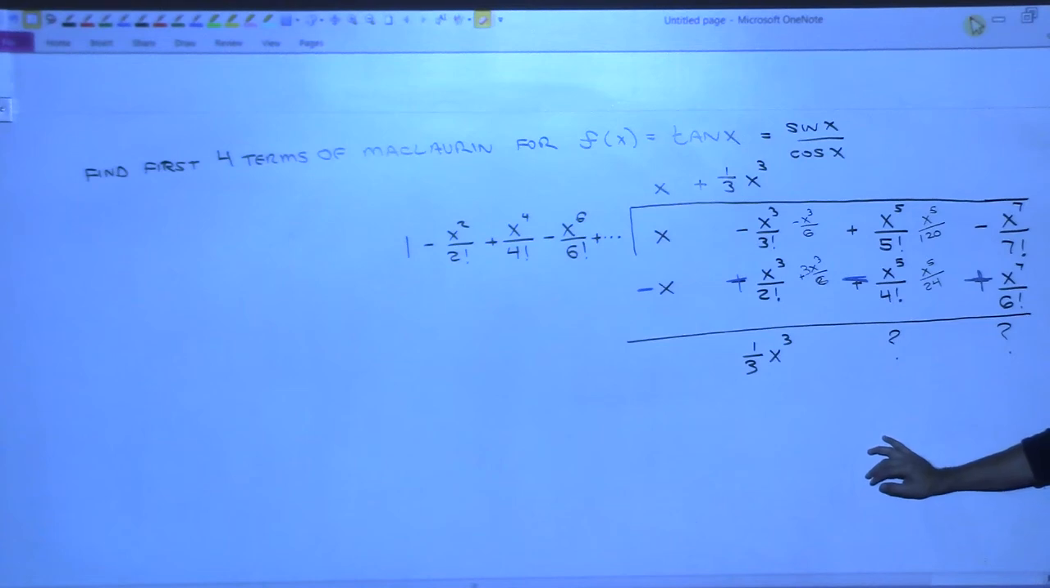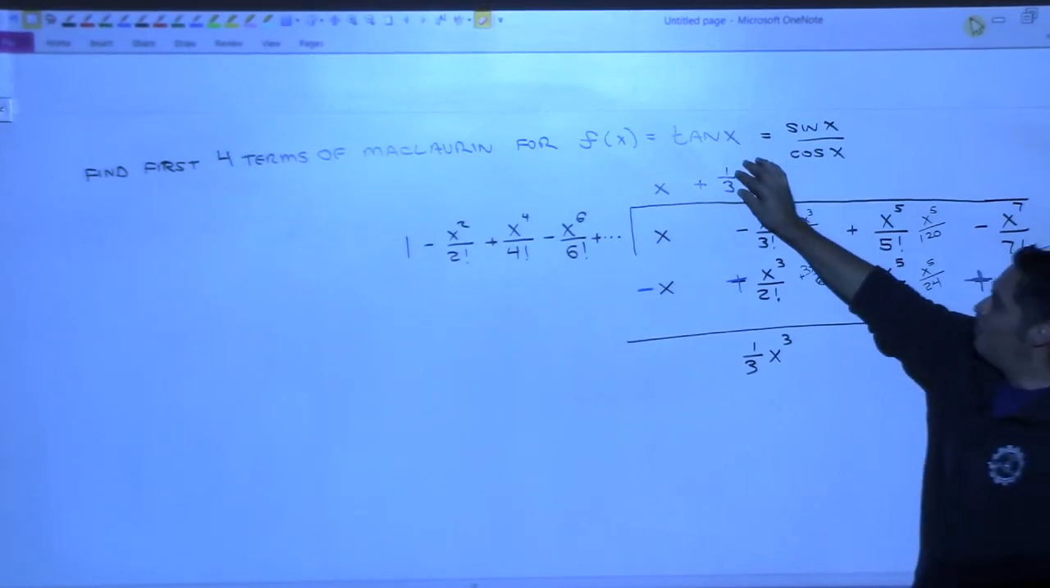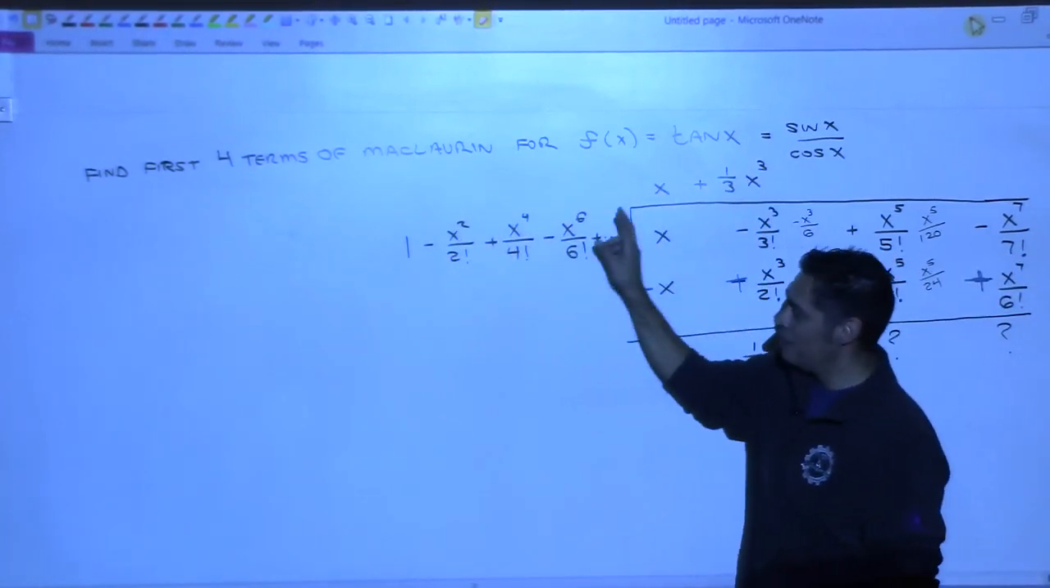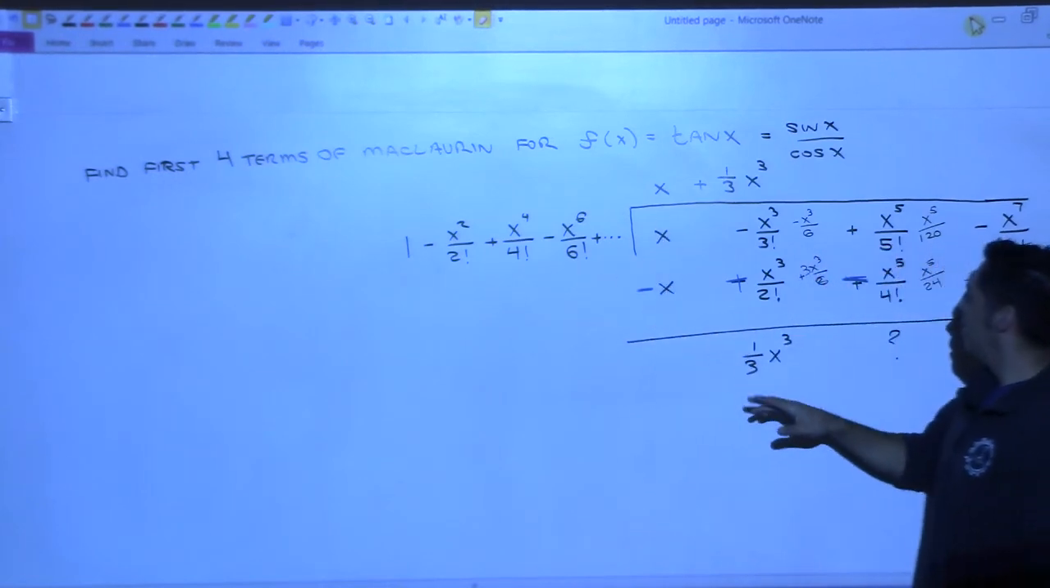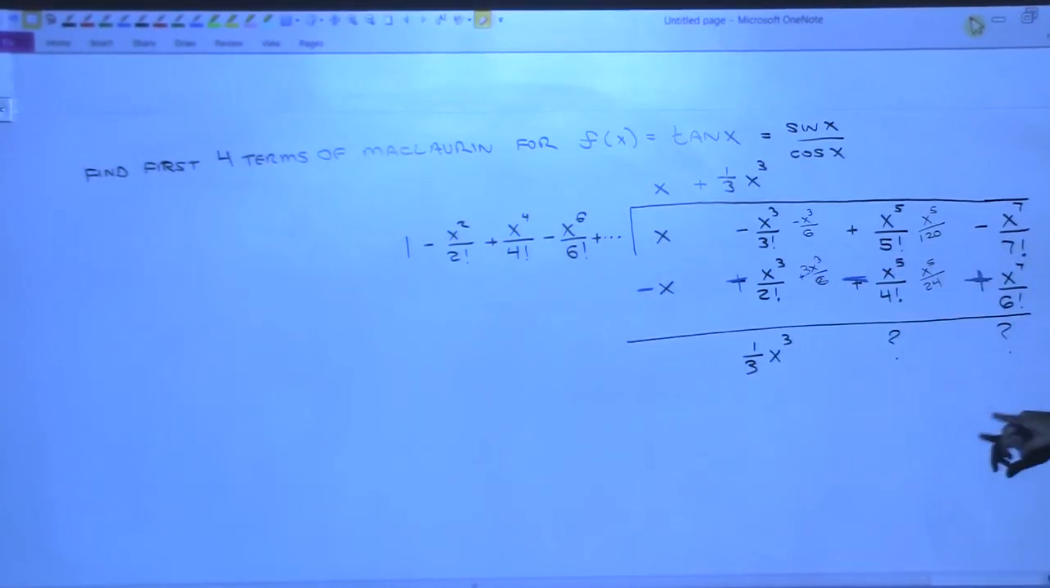And then what do you do with that 1/3 x cubed? Multiply it here, here, here. Oh, right? And then put that down here and subtract. And I mean, there's no way around this. This is just ugly arithmetic, right?